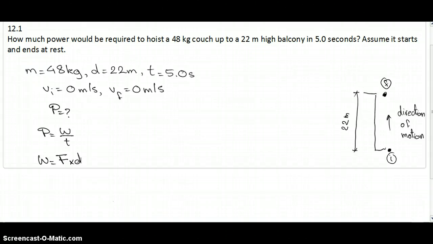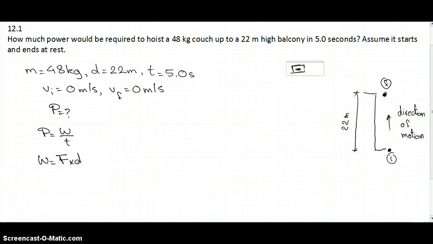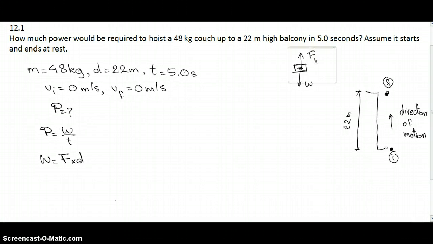Let's think about the couch. Let's draw its free body diagram. If this is the couch, then what forces are applied on it? It's around the earth, so we have the weight. That's the first force. Then I'm carrying it up, so I must apply a force upwards. You can give it any symbol that you want.